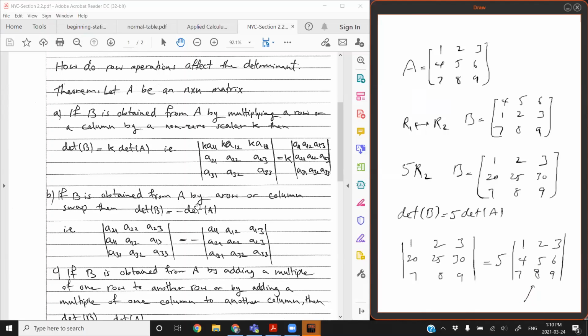If B is obtained from A by a row or a column swap, then the determinant of B would be negative the determinant of A. So the effect of a swap is negation of the determinant. Like in this example here, B is obtained from A by swapping row 1 and row 2. So the determinant of the new matrix is going to be minus the determinant of the old matrix.